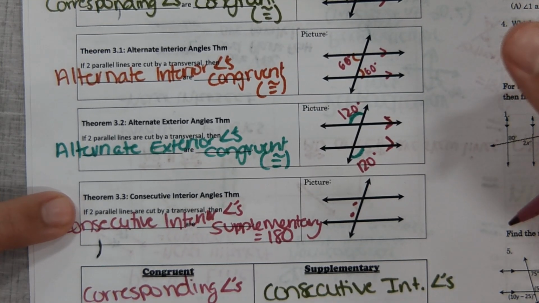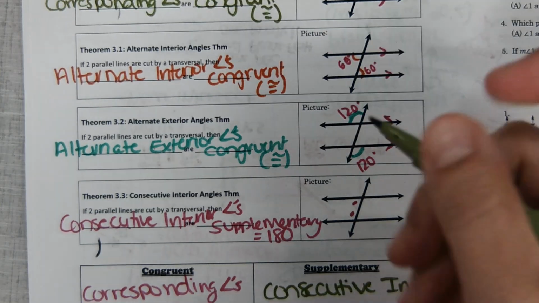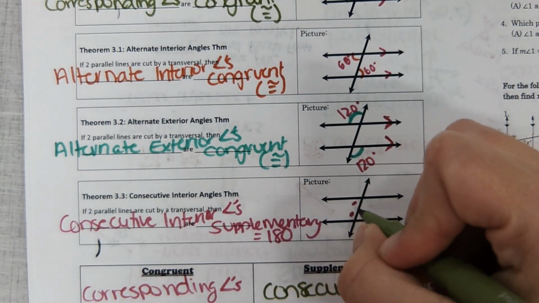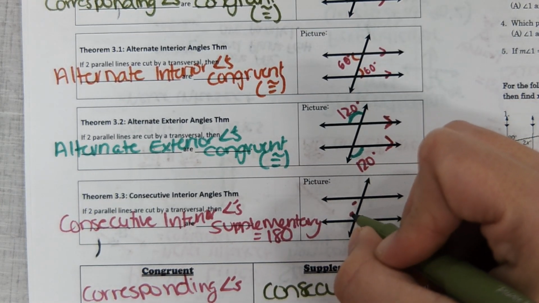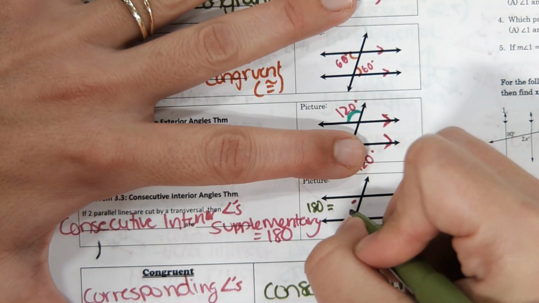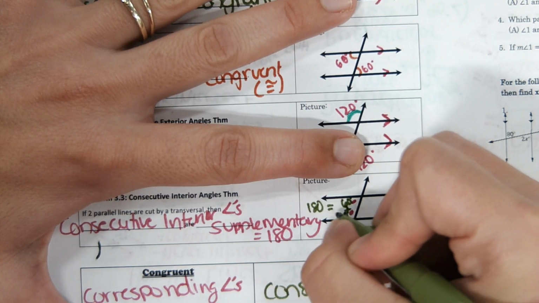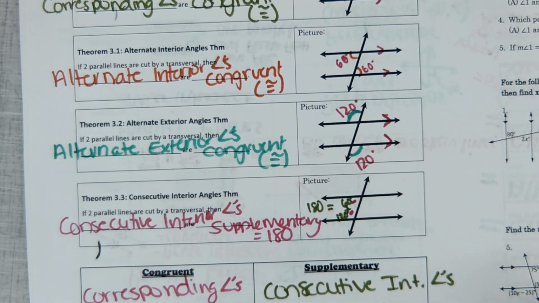Then consecutive interior angles are supplementary. So consecutive interior angles, they aren't equal. And you can even see this in the visual, like one's an acute angle and one's an obtuse. They aren't equal. They add to 180 degrees. So for example, if this is 60 degrees and this is 120, they add to 180 degrees.